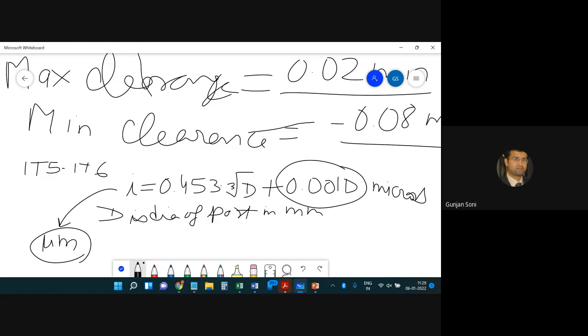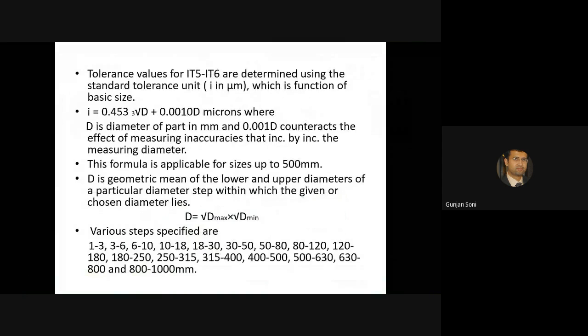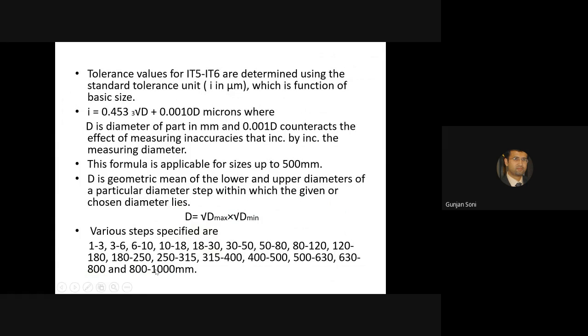Now, how do I find out D? So D is given by root of D max multiplied by D minimum. Now, what is this thing, D max and D minimum? Let me show you about that. So these are step sizes actually. You see, steps are identified over here, like 1, 3, 3, 6, 6, 10. So if your diameter, or you can say your basic size, D is nothing but the geometric mean of the lower and the upper diameters of a particular diameter step.